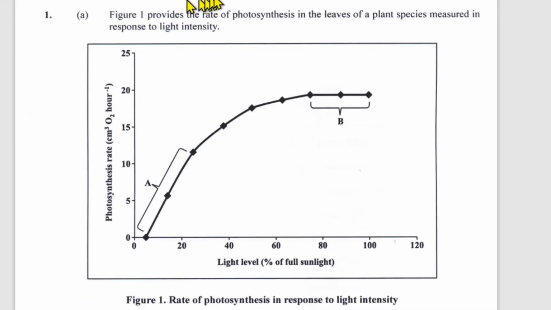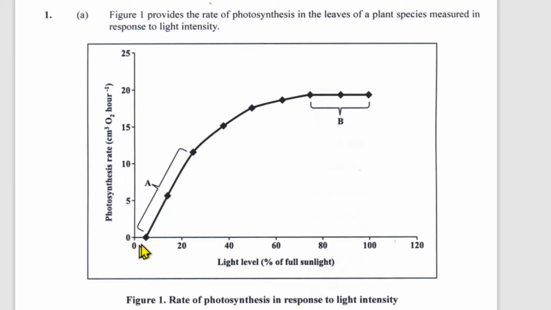Figure 1 provides the rate of photosynthesis in the leaves of a plant species measured in response to light intensity. Let me look at this here. On the x-axis, we have light level, which is the percentage of full sunlight. And we have the photosynthetic rate in cm cubed oxygen per hour. At zero light intensity, we have no photosynthesis occurring, right?